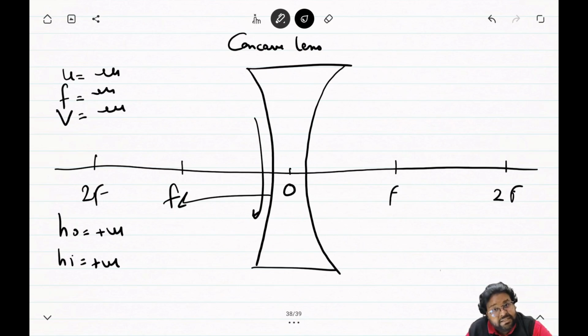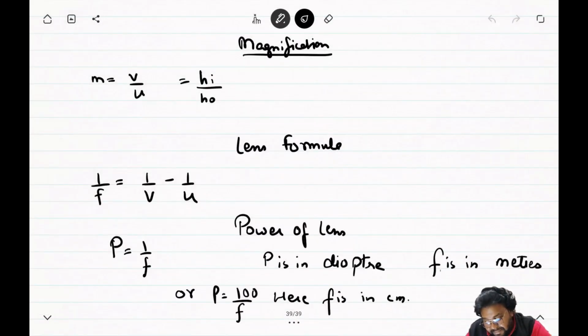We use the same sign conventions as they are to find magnification and to use in the lens formula. Now what is magnification? The ratio of height of image to that of height of object gives how much bigger or smaller an image we are getting. So M here is V by U or H of image upon H of object. We have the lens formula: 1 by F equals 1 by V minus 1 by U in this case. Plus 1 by U was in the mirror case. In the lens case, it is minus 1 by U.